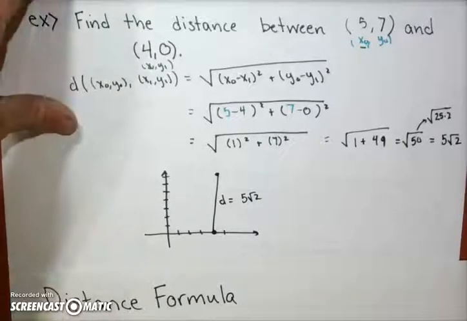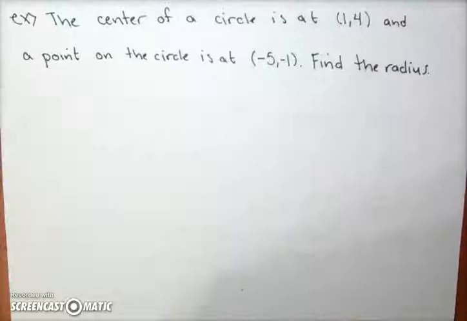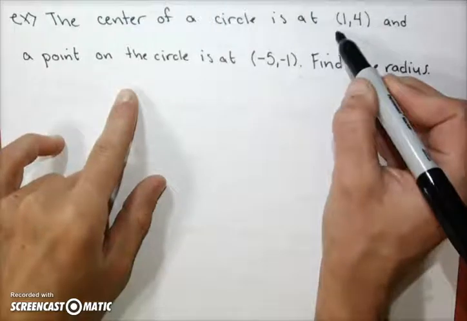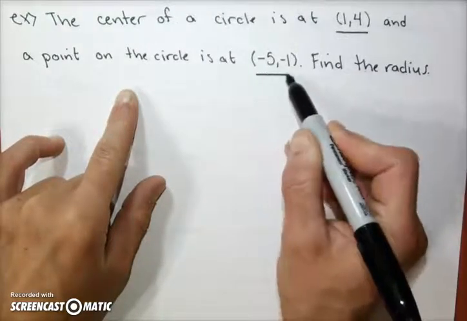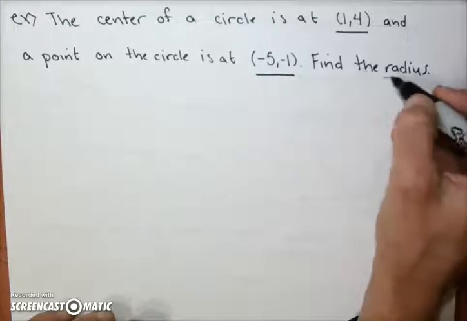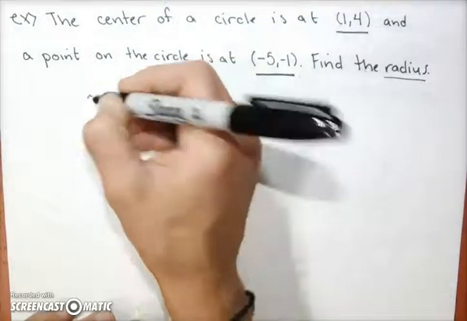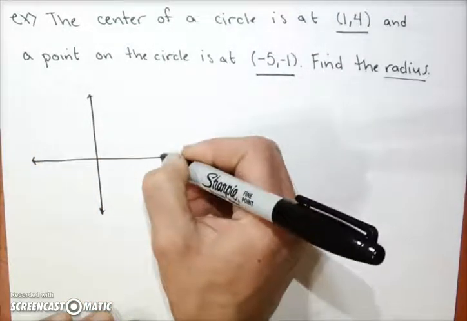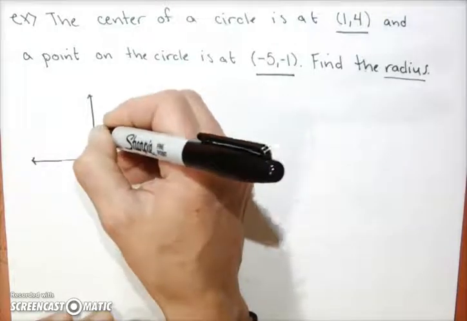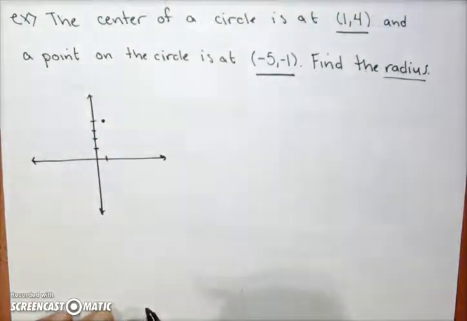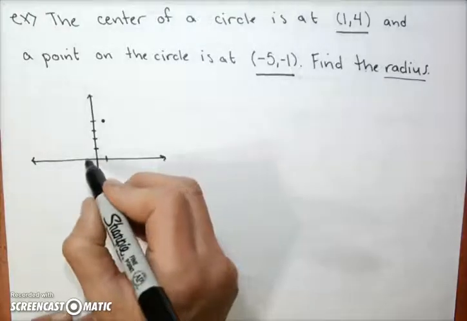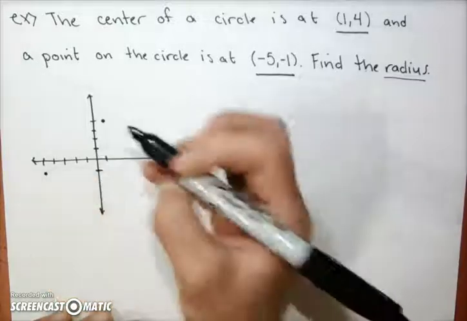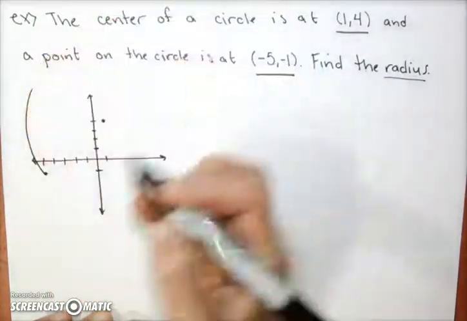Let's do another example that's a little bit more applied. So if the center of the circle is at 1, 4, and a point on the circle is at -5, -1, I want to find the radius. So let's just draw a picture so we know exactly what this is asking for. So we have our center at 1, 4, and another point on the circle at -5, -1. So our circle might be something like this.